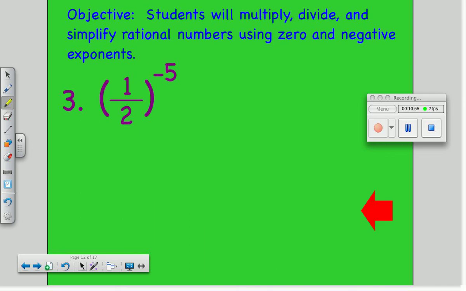Number 3, 1 over 2 to the power of negative 5. And I like to just keep writing it the same way. 1 over 1 over 2, to the power of 5. So now what happens here? This means 1 divided by 1/2 to the power of 5. I'm going to rewrite it. 1 divided by 1/2 to the power of 5.